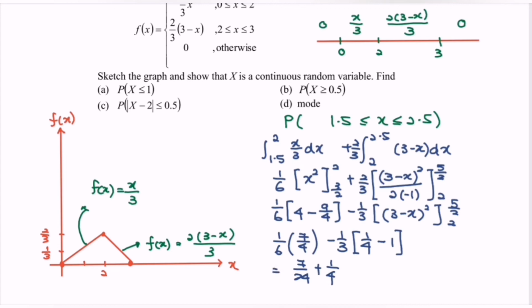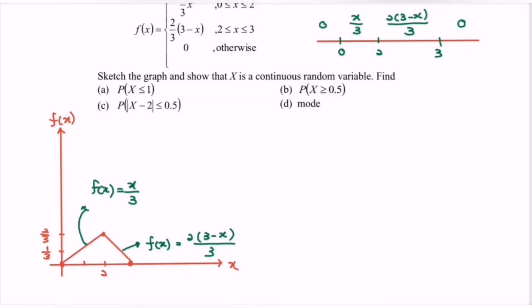So after we simplify the situation, the probability that x is greater than or equal to 1.5 and less than or equal to 2.5 will be equal to 13 over 24. So that will be the situation for question C.